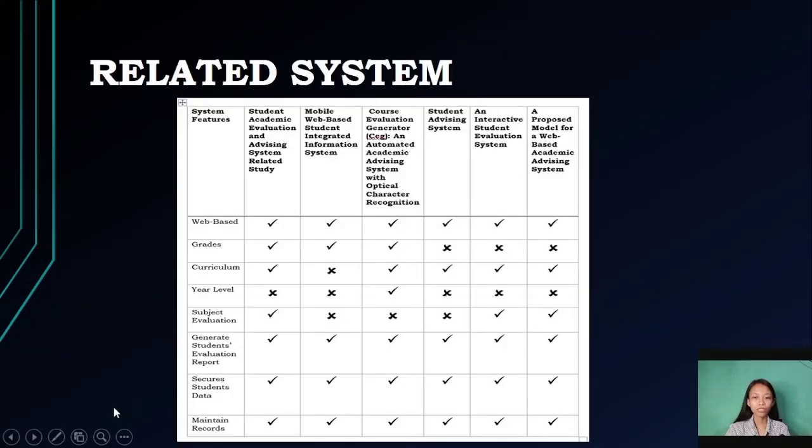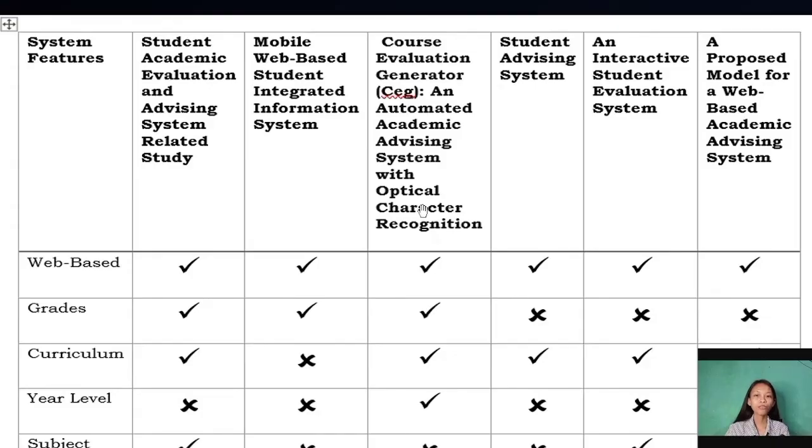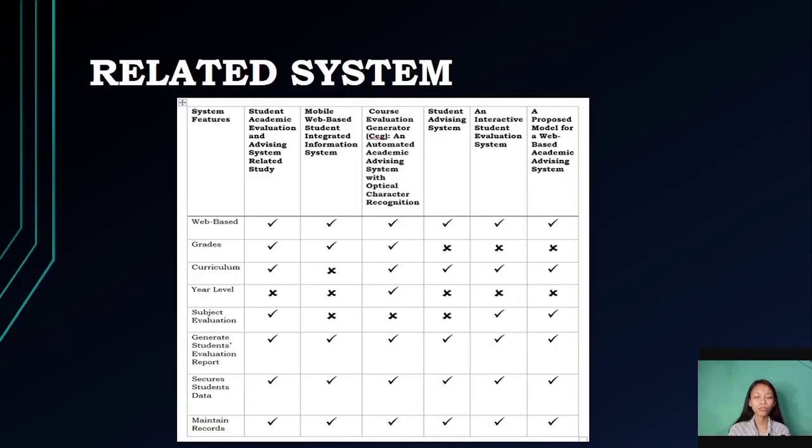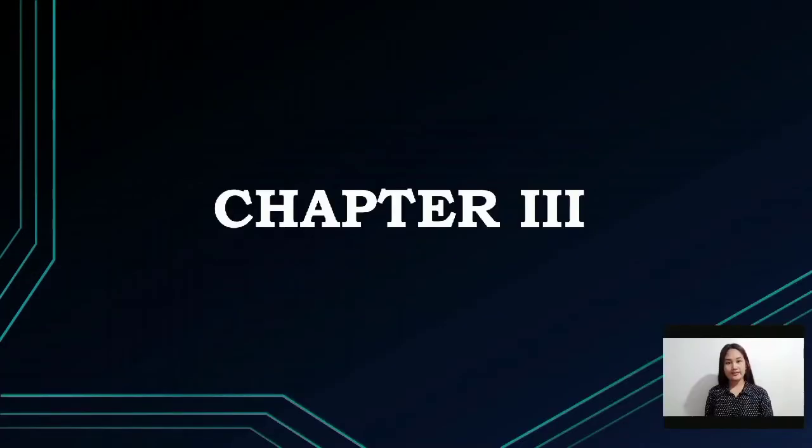Related system. On our first row are the systems that are mentioned in our local and foreign studies. So in our first column, these are the system features that we've seen or that appear on the other systems mentioned below. And these system features are the following: the grades, the curriculum, the year level, the subject evaluation, and a feature that can generate students' evaluation report that secures the students' data and maintains records. And next, for our Chapter 3, the methodology.